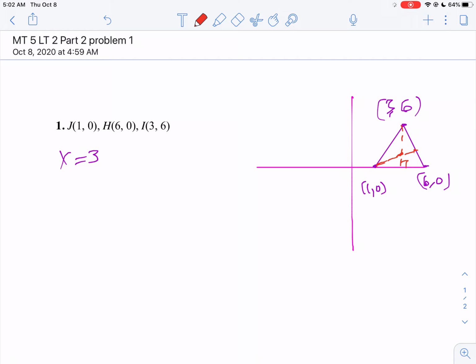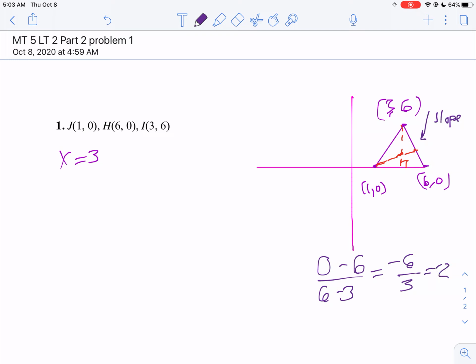So what I'm going to do, we know slope is perpendicular, so I know the red line is perpendicular to the slope of this side. So let's find the slope of the side of the triangle. I'm going to say 0 minus 6 over 6 minus 3. So that slope is going to be negative 6 over 3, or negative 2.